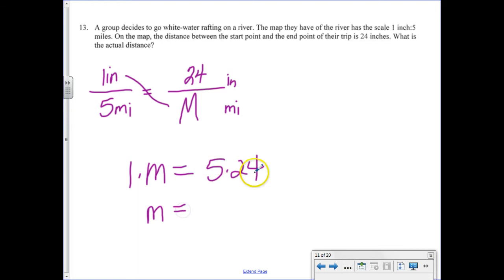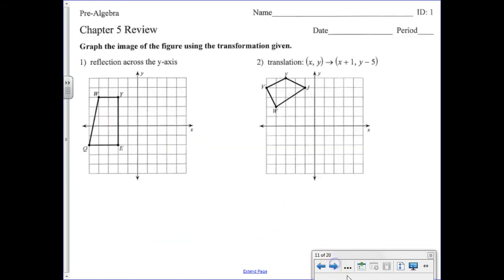That means m stands for 120, and make sure you label it. This is what I was looking for, and the label is miles. Ta-da!